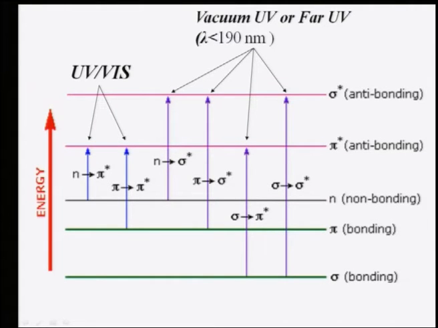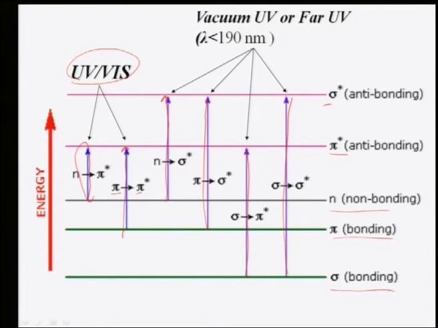If I want to show it in detail, this is the sigma bonding orbital, pi bonding orbital or n non-bonding orbital, then pi star antibonding, sigma star antibonding. Energy level increases this way. The transitions are like this: n to pi star is this one shown here on the left, or pi to pi star is this one shown there. This can be detected by UV visible. Now you can also have transitions like n to sigma star, non-bonding to antibonding, or pi bonding orbitals to sigma antibonding orbitals, or sigma to pi star, or sigma to sigma star.